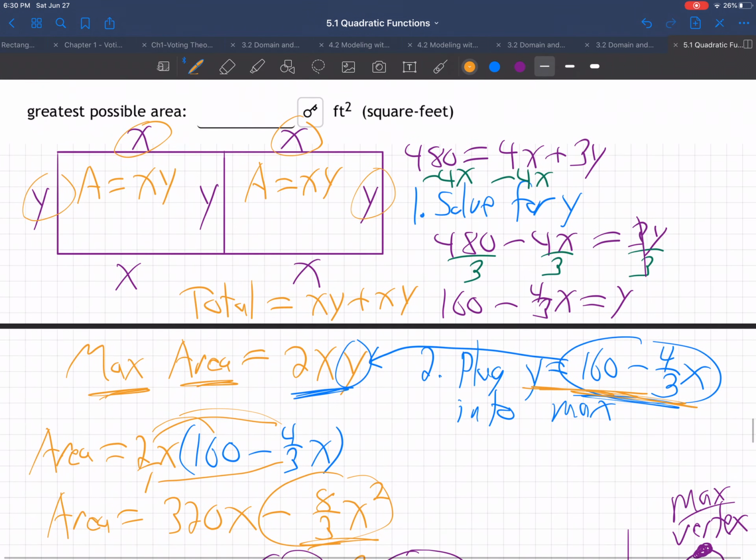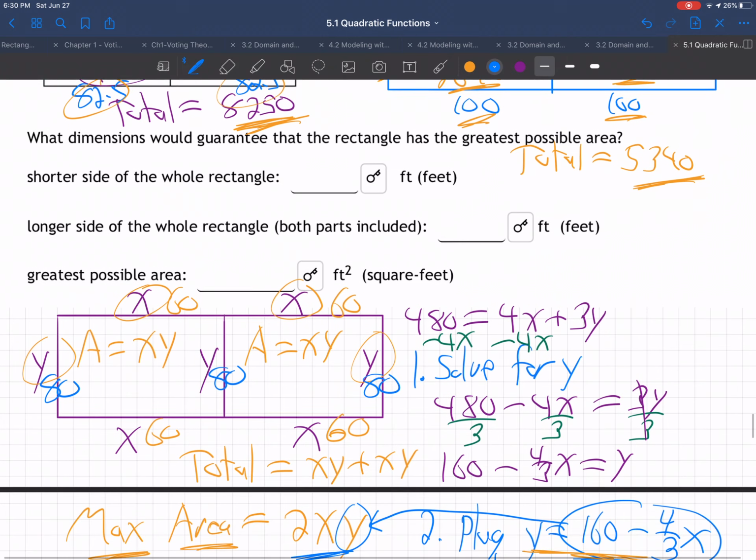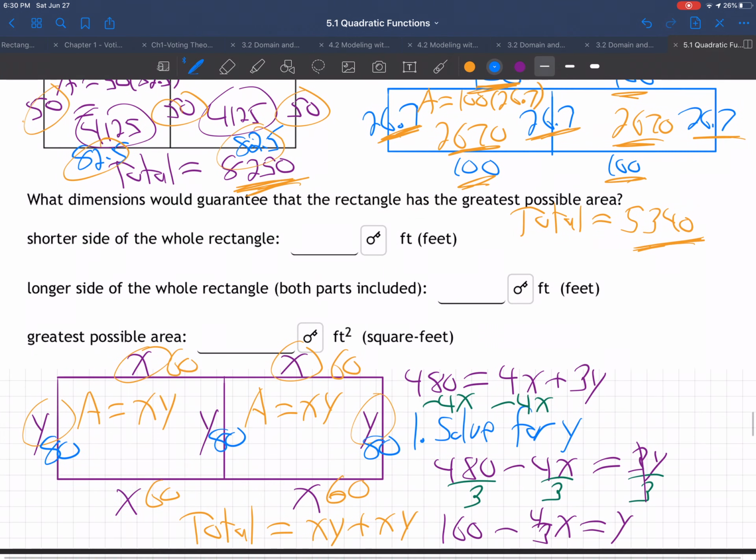So that means x here should be 60. All these x's should be 60. And all the y's should be 80. That's the way the rancher should build the corral so as to make it have maximum area.